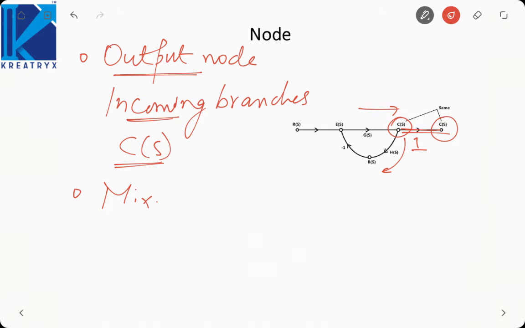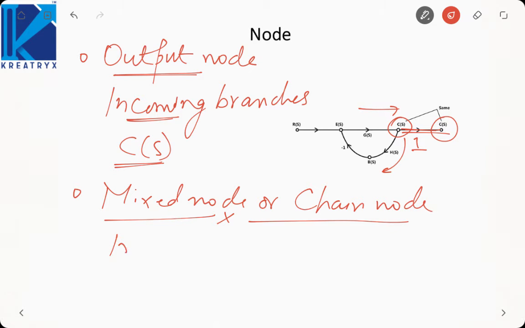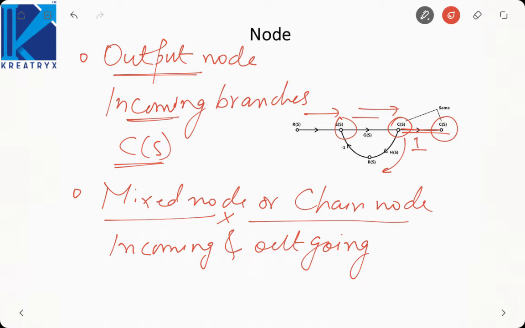Next is called a mixed node or chain node. Okay, as you might have understood by now, a mixed node is something which has both incoming and outgoing branches. This type of node has both types of branches, like ES. This branch is incoming, this branch is outgoing. So it will be called a mixed node. It has both incoming as well as outgoing branches. So that is why we need to define an output node which has only incoming branches. So we had to take an additional node. Otherwise, it would be a mixed node, not an output node.